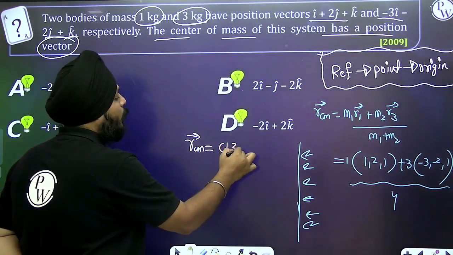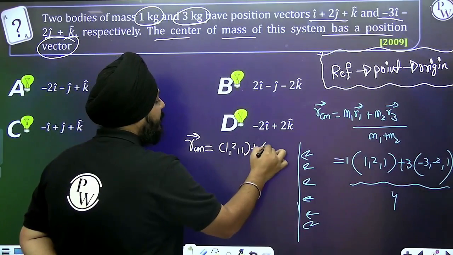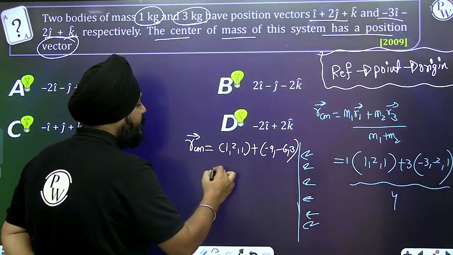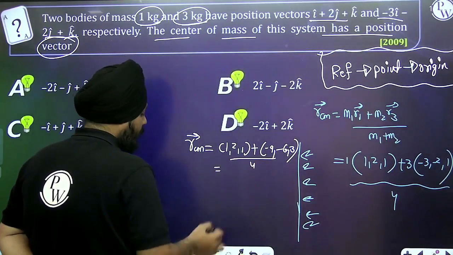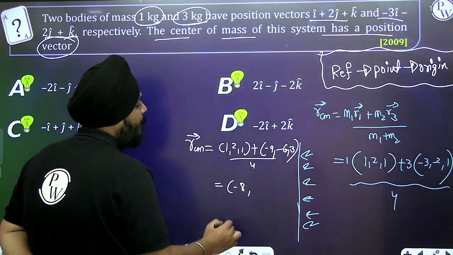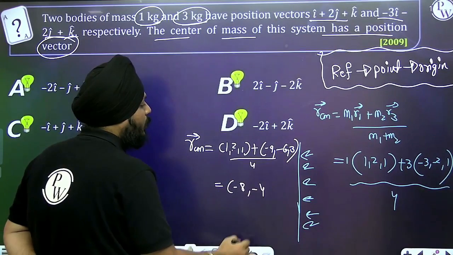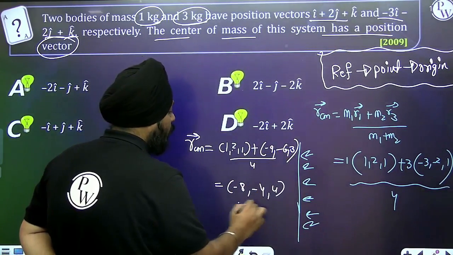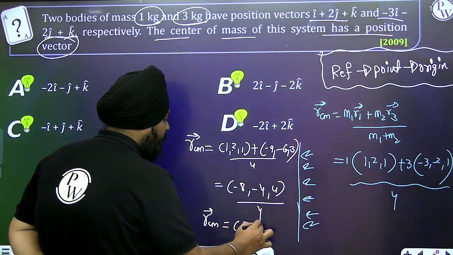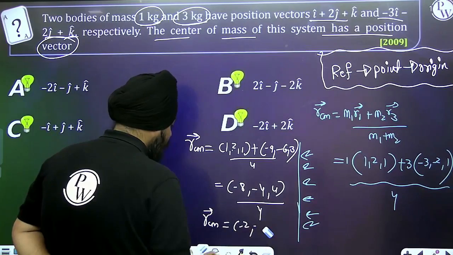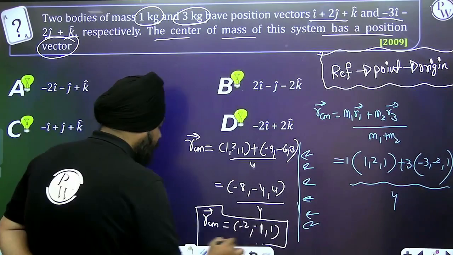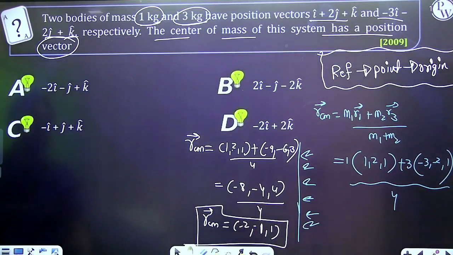So it is 1, 2, 1 plus, right, -9, -6, 3. 1 minus 9, whole divided by 4. 1 minus 9 is minus 8. 2 minus 6 is minus 4. 1 plus 3 is 4, whole divided by 4. What is the position of the center of mass? Minus 2, comma, minus 1, comma 1.